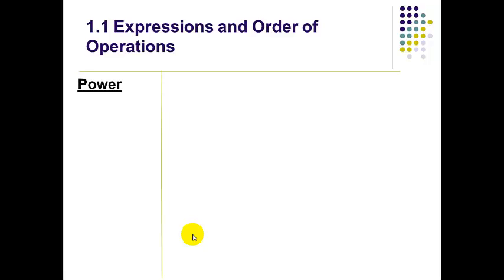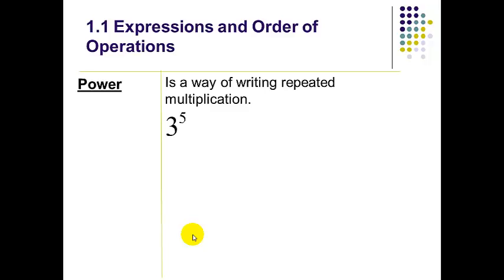The next thing, just before we move on, I want to review what a power is. And that's just a way to write repeated multiplication. And remember, mathematicians want to be efficient. They don't want to have things all spread out over their page. They want to make it as concise as possible. So 3 to the 5th. What is that going to look like if I was to expand that out?